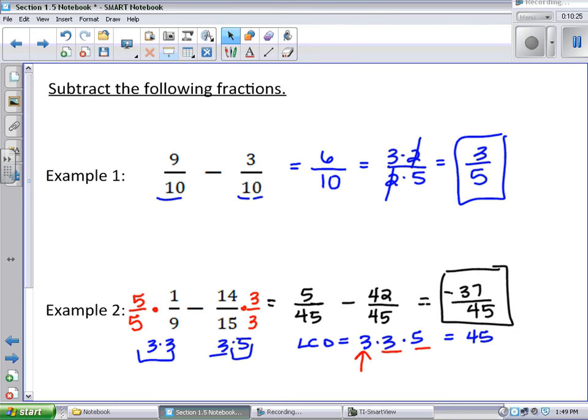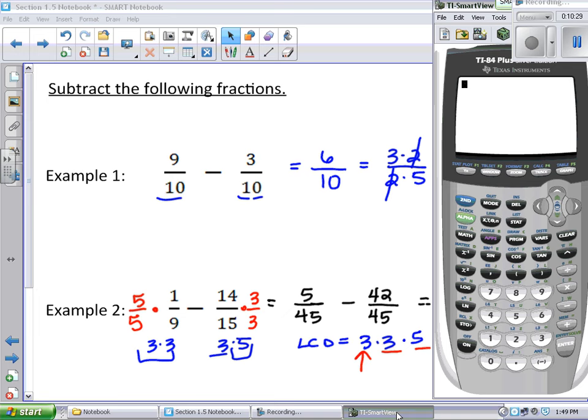Now, if you're not sure if a fraction is in lowest terms, we can check it on our calculator. So for this last example, we had 5 minus 42. 5 minus 42 gives us negative 37. So we said our fraction was negative 37 divided by 45. When you do that on the calculator, it gives you a decimal answer.